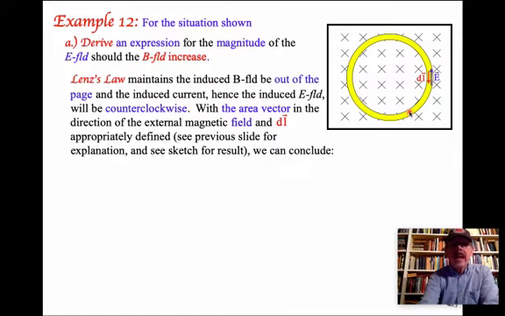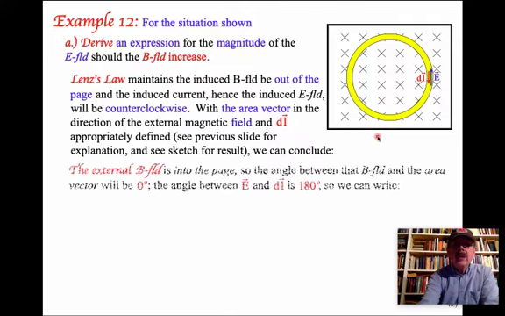So if you take all that information, there's my little dl for this particular point, there's my E for this particular point. You take all that direction, the external magnetic field into the page, because you're going to have to take the change in flux with time, so you need to know what B dot A is, and the B is the external magnetic field. The external magnetic field is into the page, A is into the page, so the angle between the two is going to be 0. And the electric field and dl are at 180 degrees with one another.